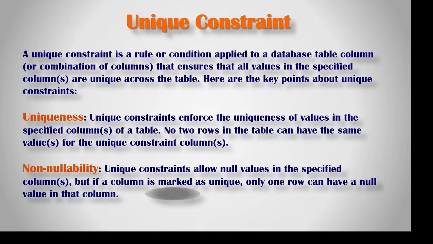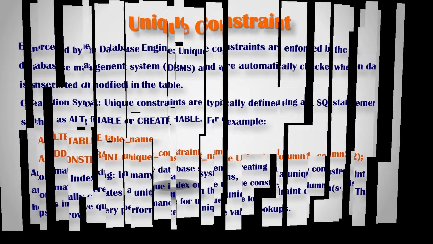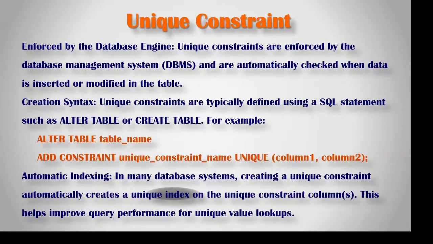Nullability. Unique constraints allow null values in the specified columns. But if a column is marked as unique, only one row can have a null value in that column. Enforced by the database engine. Constraints are enforced by the database management system (DBMS) and are checked whenever data is inserted or modified in the table.